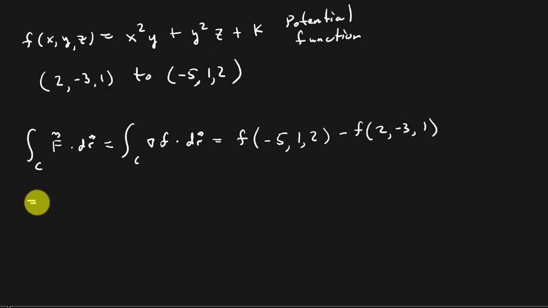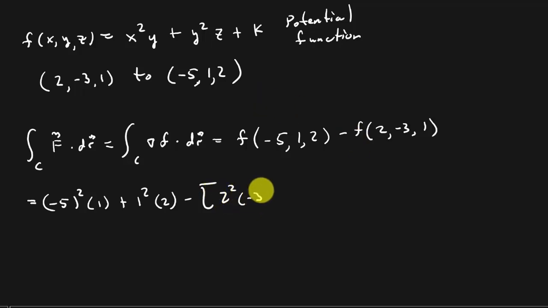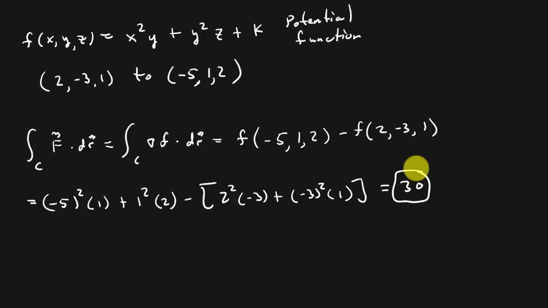And so this is going to be -5 squared times 1 plus 1 squared times 2. And we don't need to worry about putting the k in there. They're going to cancel out. That's minus, let's see, plug that 2 in there. That's 2 squared times -3 plus -3 squared times 1. And that is equal to 30. There's your answer.